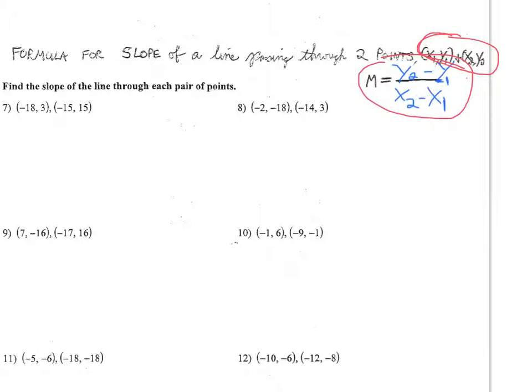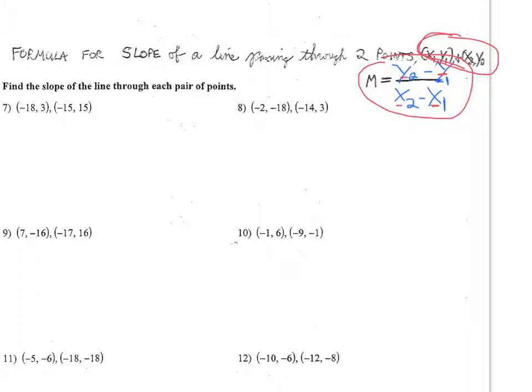Kind of makes sense because, remember, rise over run. Well, rise, you're going up or down. That deals with these y values. And run, you go left or right, so that deals with these x values. So this is just the algebraic way of doing the same thing, finding the slope. So doing rise over run.